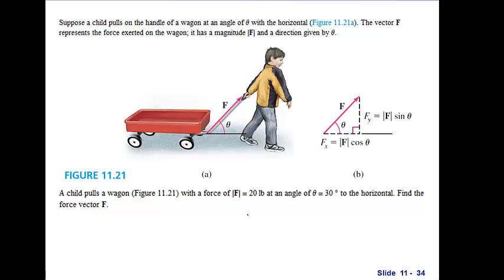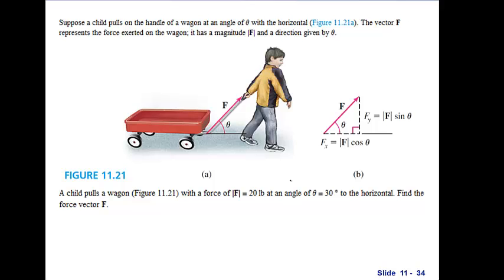And another very simple application here. Suppose a child pulls on the handle of a wagon at the angle theta with the horizontal. The vector F represents the force exerted on the wagon. It has a magnitude, the F, and direction given by theta. If we look at the picture here, we can find the components of the force: this is my theta, so the x component of vector F is the magnitude of F times cosine theta, and the Fy component is magnitude of F times sine theta. This is directly from the definition of the trigonometric functions.